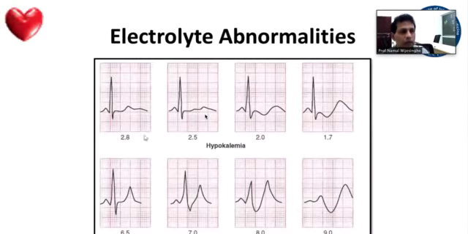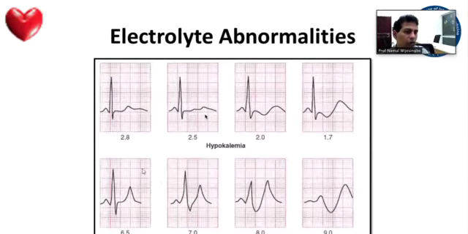Now see, in hypokalemia, with early changes, when the potassium is 2.8, the ECG looks almost normal, but the QT interval gets prolonged. The T wave becomes flattened when it is 2.5, and see what happened at 2 and 1.7.